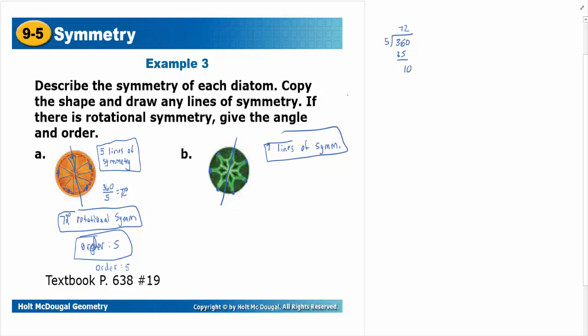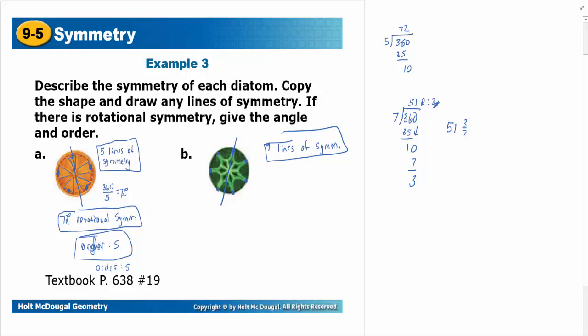And then the rotational symmetry is the same way, just like the last one. We're just going to go 360, now instead of divided by 5, divided by 7. So 7 goes into 36 5 times, which is 35. Pull this down, I get my 10. 7 goes into 10 1 time. And we're going to have a remainder of 3. So this is the same as 51 and 3/7 degrees.